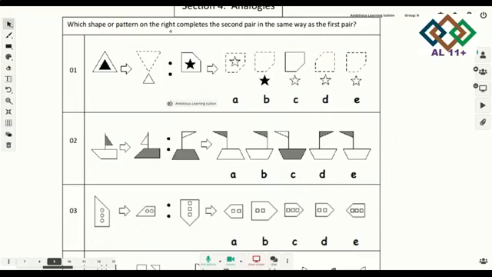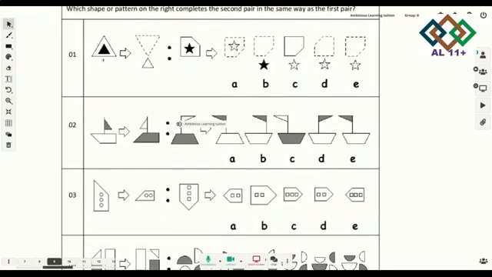Basically, they're telling you which shape or pattern on the right completes the second pair in the same way as the first one.